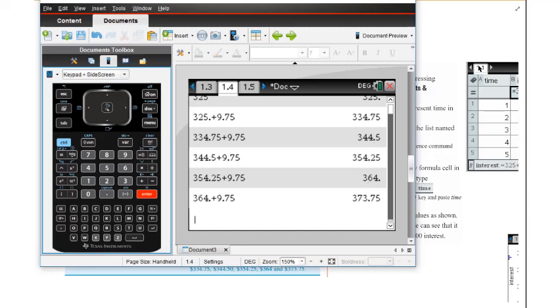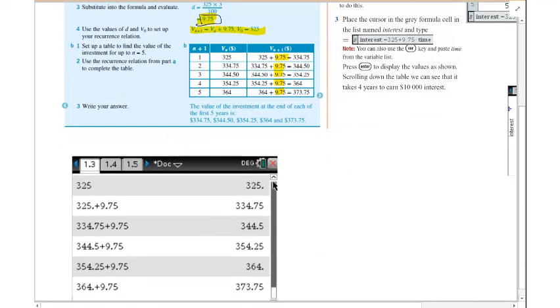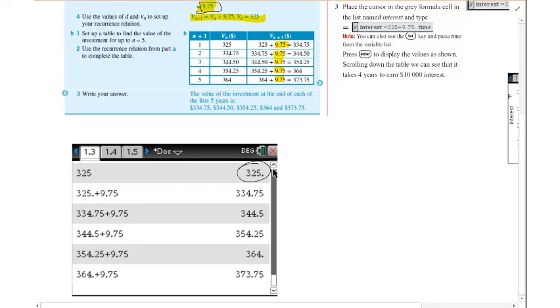But I could keep doing that. I've actually taken a screen clip of this, and the reason this is important is, as you'll see here, I start off with my starting amount. Then I add $9.75 and I get this number here. Let's highlight that number. That number gets brought over to here. Then I add $9.75 to it, and that gives me 344.5. That's what it brings over here.